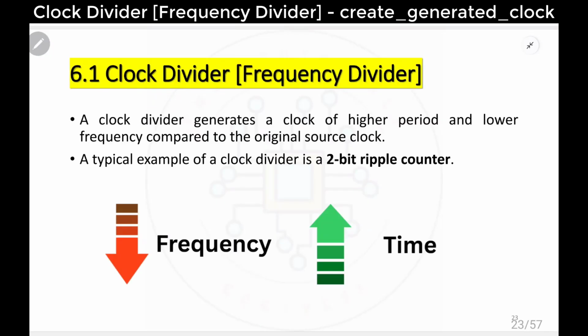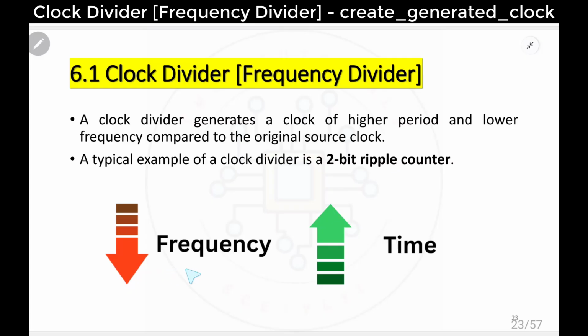So coming to clock divider, which is also called as frequency divider. A clock divider generates a clock of higher period and lower frequency compared to the original source clock. A typical example of a clock divider is a 2-bit ripple counter. So let us try to understand this clock divider by using a 2-bit ripple counter.